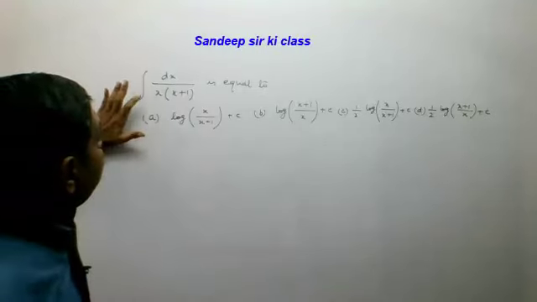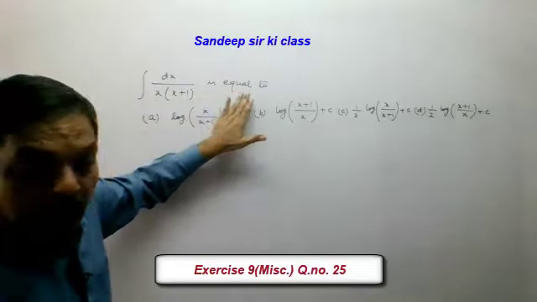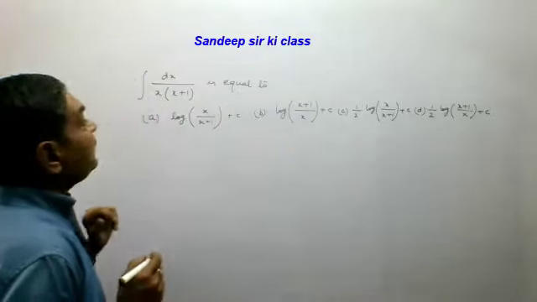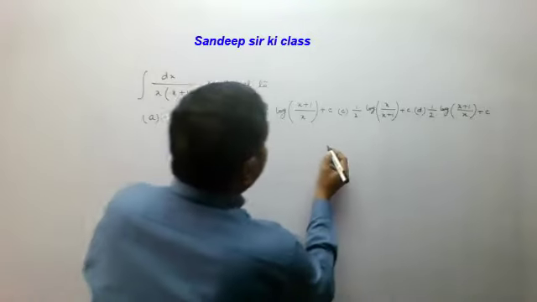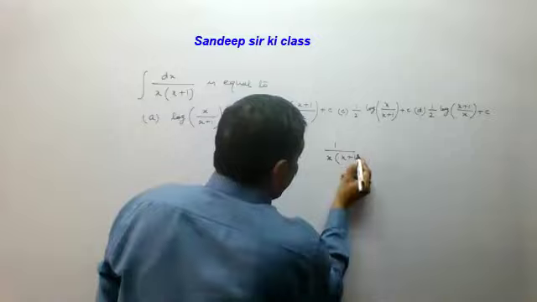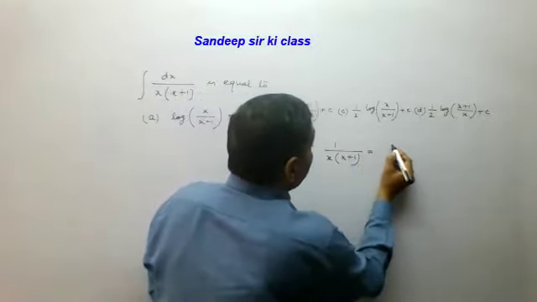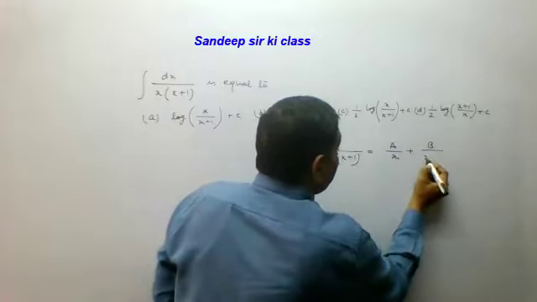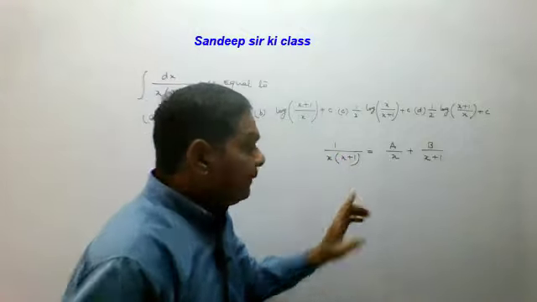Question is, the integral of dx upon x into x plus 1 is equal to what? 4 options are given to us in this manner. See, we have to do the partial fractions first. Now we know that 1 upon x into x plus 1 is of this form. So let us say this is equal to a upon x plus b upon x plus 1. Now we have to find the values of a and b.